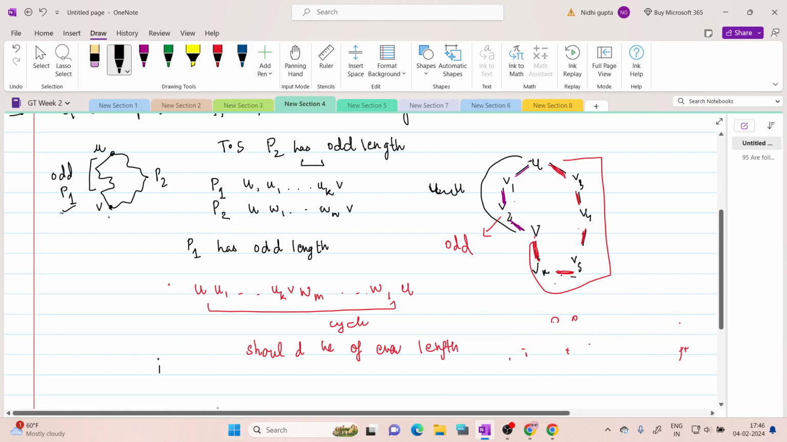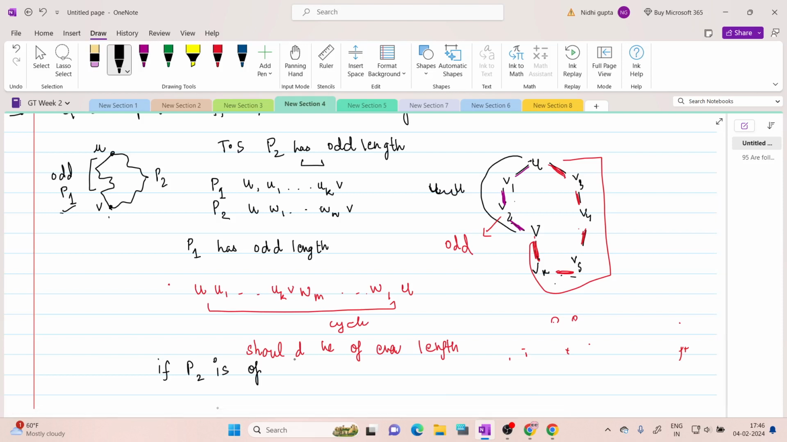Madam, if we take P1 as even, then P2 is also even, right? Yes, that is the second part of the question. So if P2 is of odd length, then cycle C1 is of odd length, which is not possible.